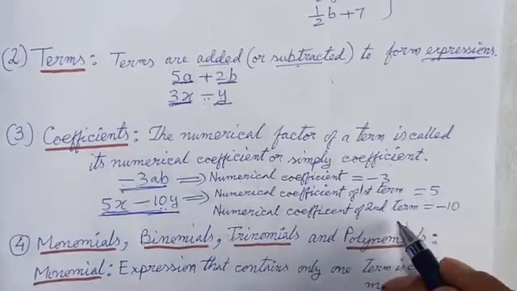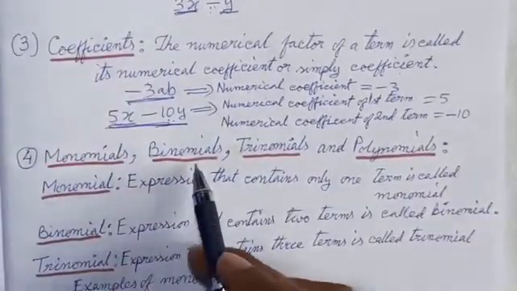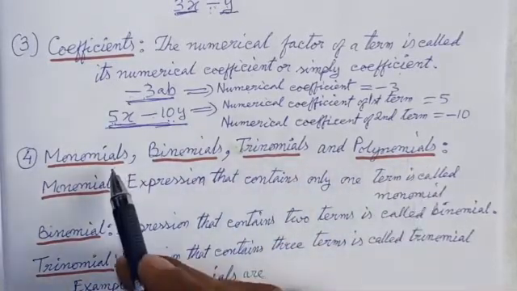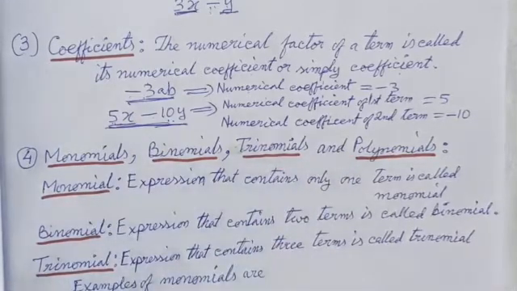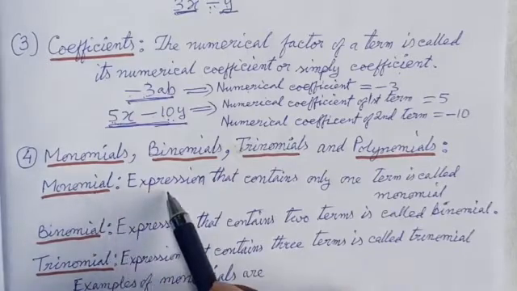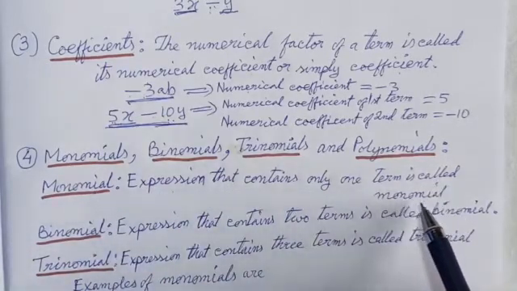Next, monomials, binomials, trinomials, and polynomials. Let us discuss monomials, binomials, trinomials, and polynomials. The first one is monomial. An expression that contains only one term is called a monomial.